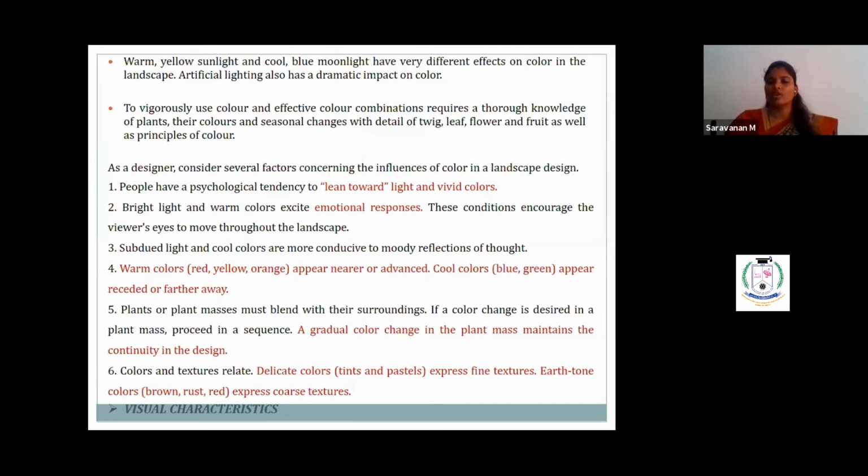So as I said already, warm colors are red, yellow, and orange, which appear nearer or advanced. Cool colors are blue and green. And plants or plant masses must blend with their surroundings. If a color change is desired in a plant mass, you have to proceed in a sequence.